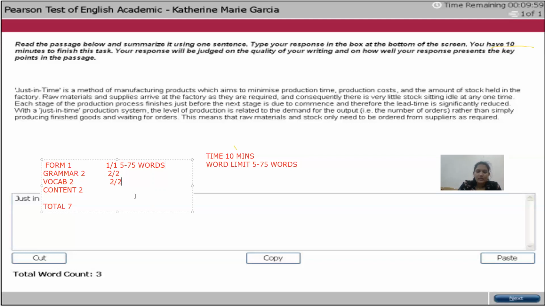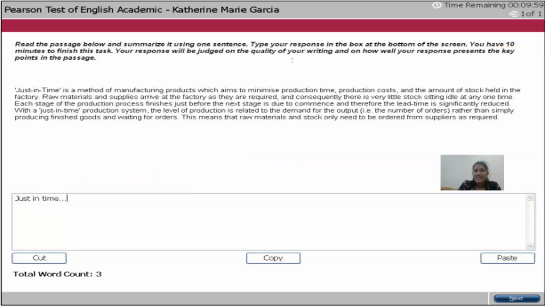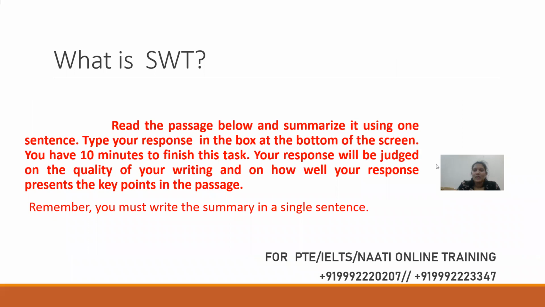Does anybody have any doubts? Okay, one very important thing to remember is that in this task you are just supposed to write one sentence. One sentence means one full stop. The moment you write more than one full stop, you will lose marks, because you're writing two sentences. You're supposed to read the passage and summarize it in one sentence, one full stop, within 10 minutes total.